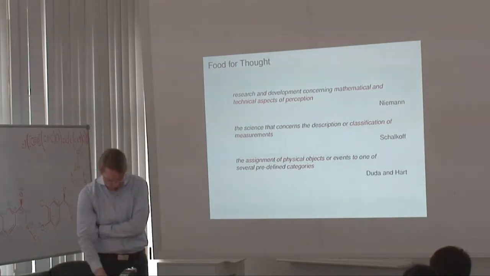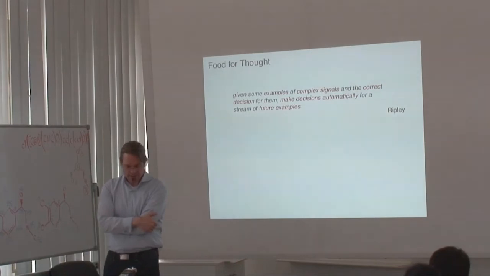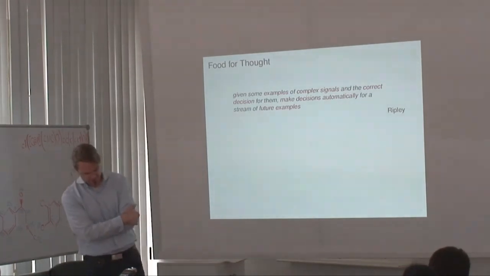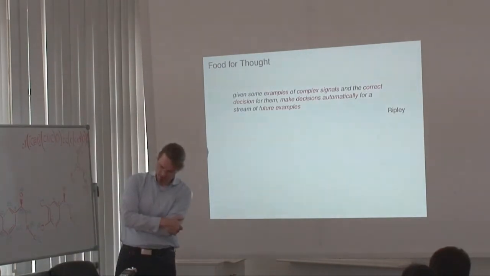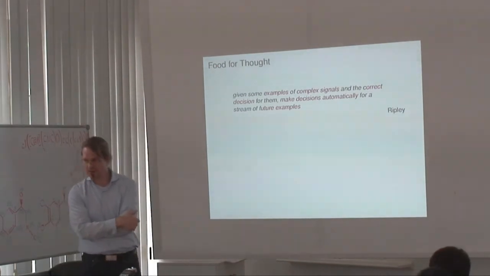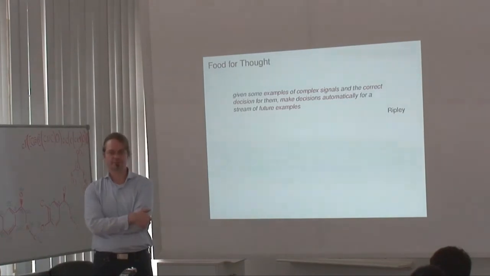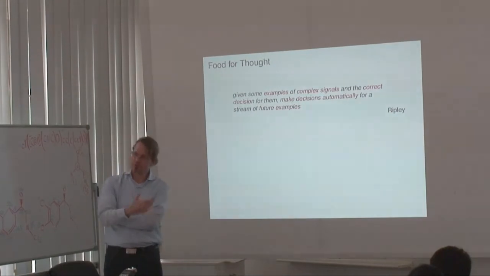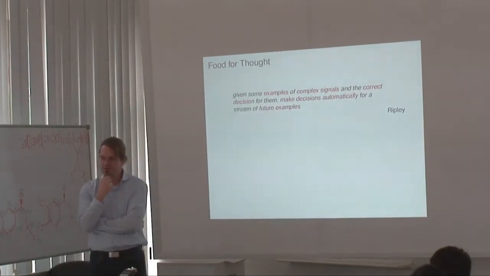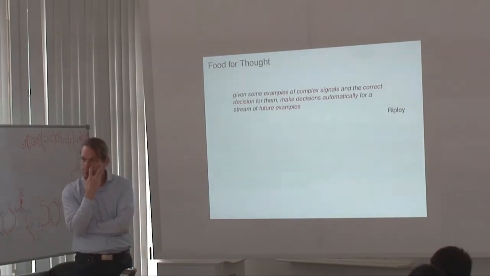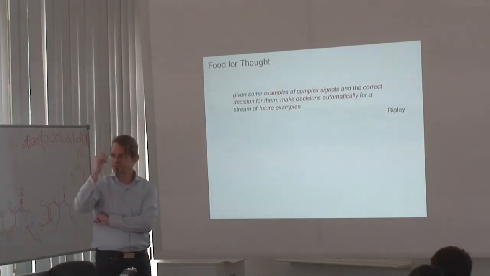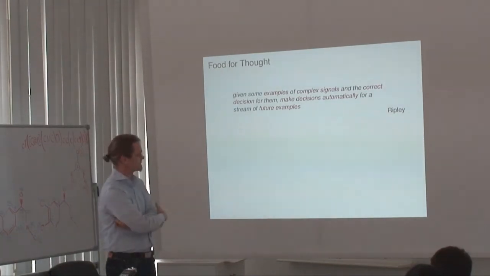They don't say. Here's Ripley. Given some examples of complex signals and the correct decision for them, make decisions automatically for a stream of future examples. Oh, that's a cool one, right? Because that actually really captures what we did at the beginning of the lecture. So in that sense, this is a good one. It begins to make sense, but it's extremely verbose, isn't it? Still not pattern recognition equals and then something. It's like, you know, the sentence is like this.